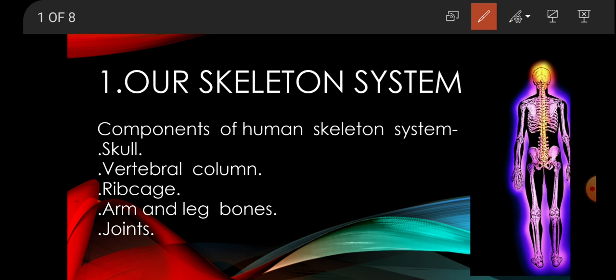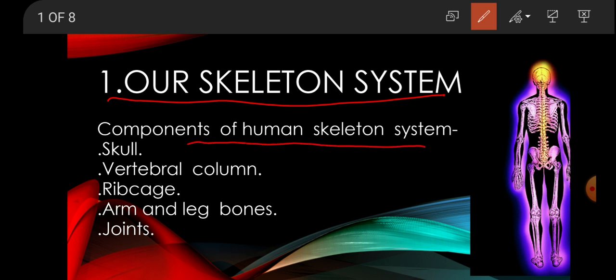We are doing our first chapter, our skeleton system. In this chapter, we are discussing the components of the human skeleton system. What are the components of the human skeleton system? Skull, vertebral column, rib cage, arm and leg bones and joints. We have discussed skull, vertebral column, rib cage, arm and leg bones, and in this video we are going to discuss the joints.